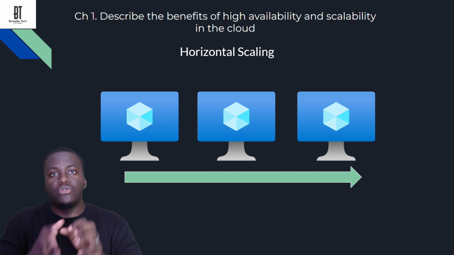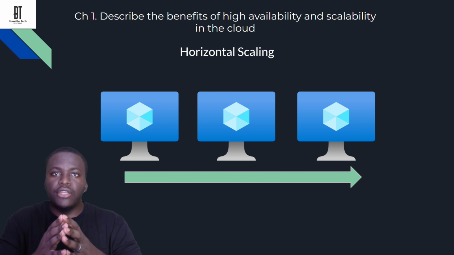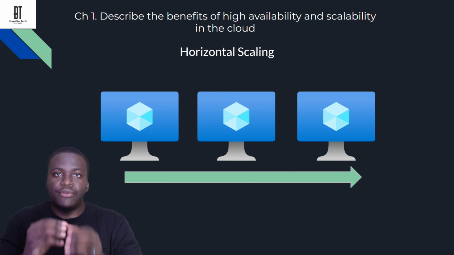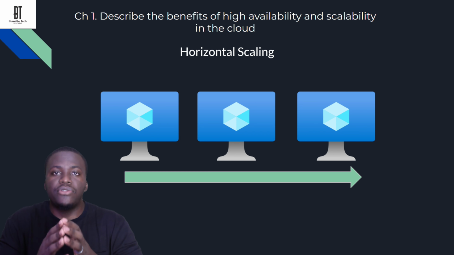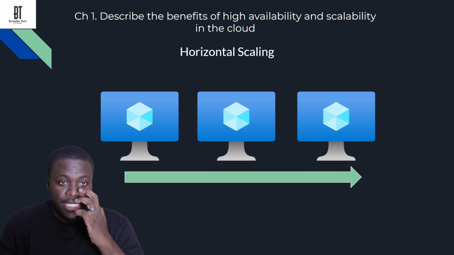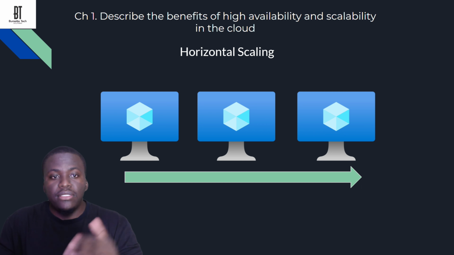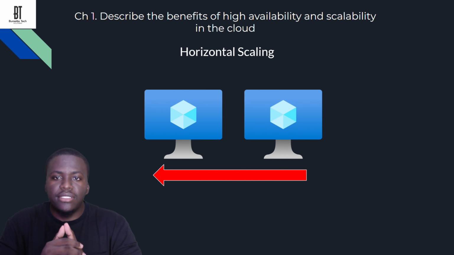as opposed to vertical scaling, where you are increasing that system resource, that specific system resource, particular or specific to whatever resource that you're deploying. Similarly, with horizontal scaling, you can increase the amount of resources that you have, or you can decrease the amount of resources that you have.